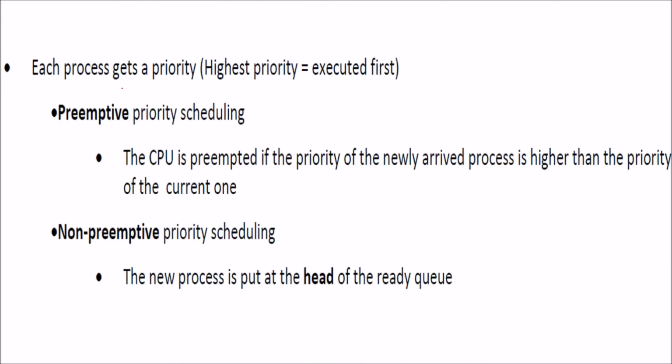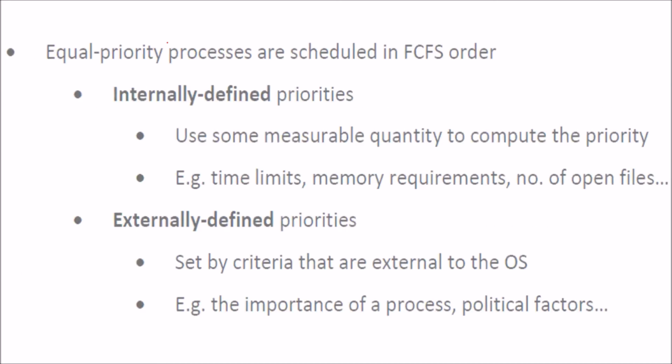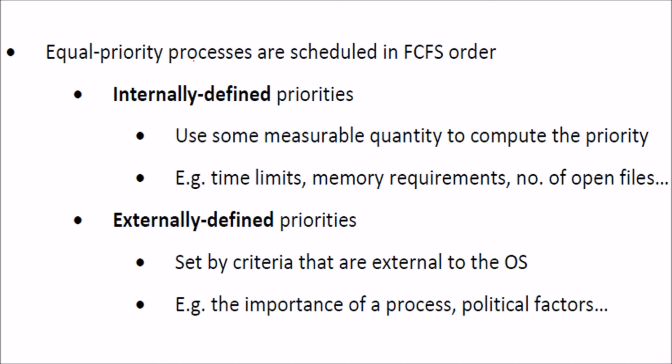Now we have priority scheduling also. We can have preemptive as well as non-preemptive priority scheduling. In preemptive priority scheduling, the CPU is preempted if the priority of the newly arrived process is higher than the priority of the current one. But in non-preemptive priority scheduling, the new process is put at the head of the ready queue. If processes have equal priority, they are scheduled in first come first serve order.